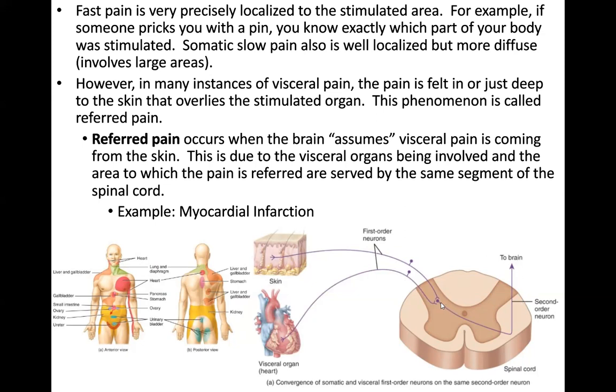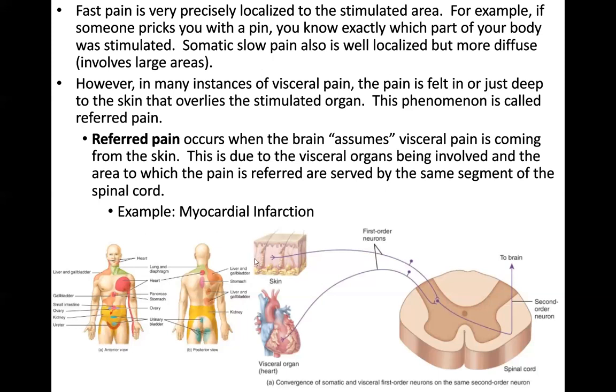And that second order neuron is going to transmit the signal up to the brain. It doesn't matter if that signal came from this neuron or this neuron, the signal is going to go up to the brain. Well, in this case, the brain is going to assume the pain's coming from the skin because that's where pain typically comes from. That's where we experience the majority of our pain, because that's the part that we're exposed to the outside world, we get hurt in those, right?